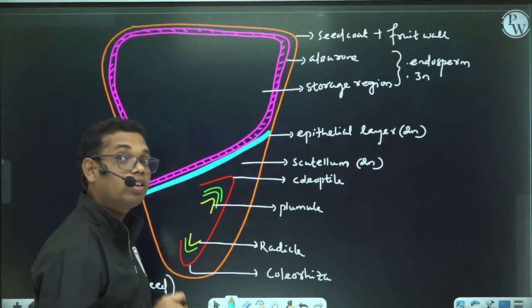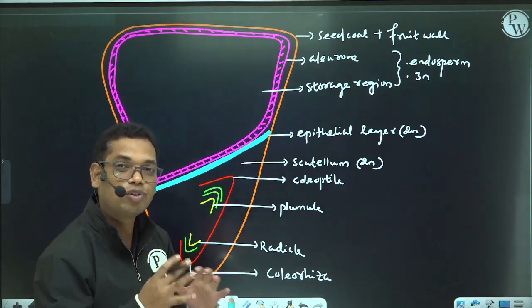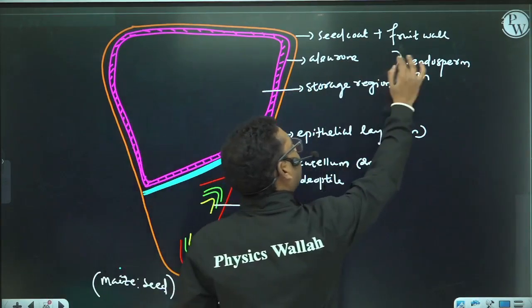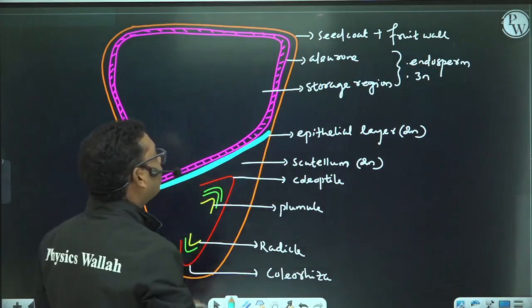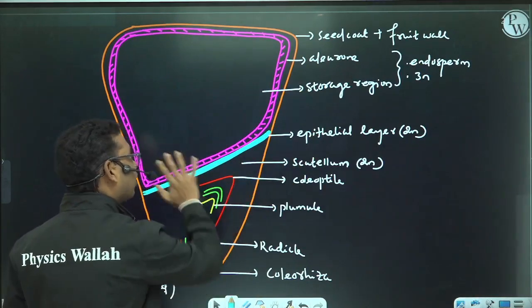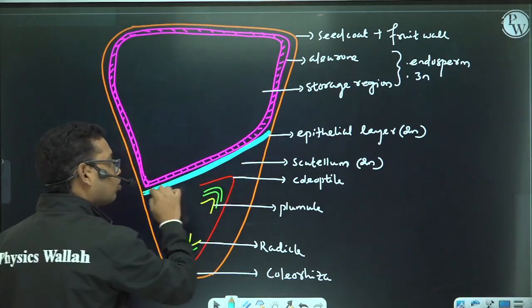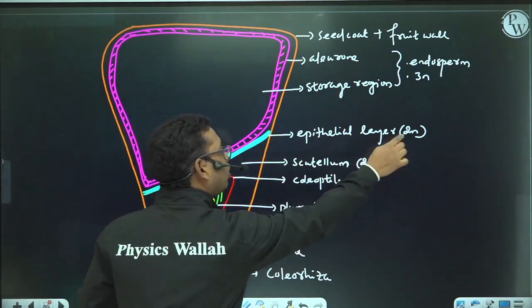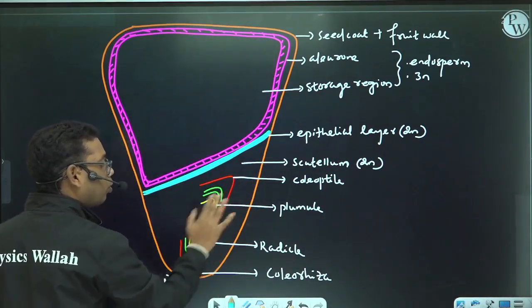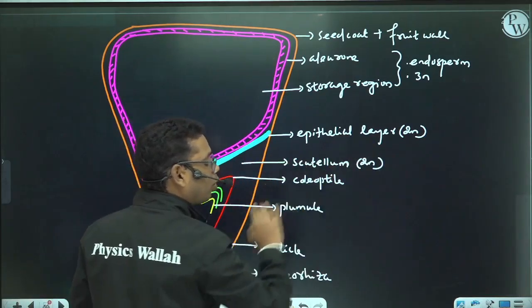In case of monocots, especially cereals, the seed coat and the fruit wall are fused with each other. So this is the fused seed coat and fruit wall. Inside the seed coat, there will be the embryo. This is the embryo, and this part is the endosperm. The endosperm and the embryo are separated by a structure called the epithelial layer, which is diploid in nature.